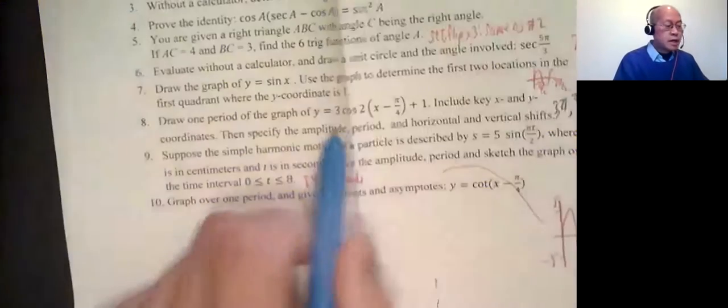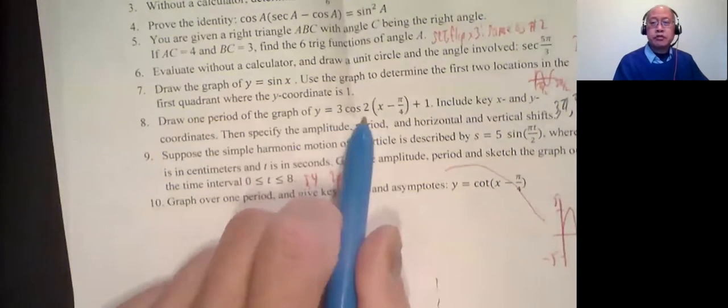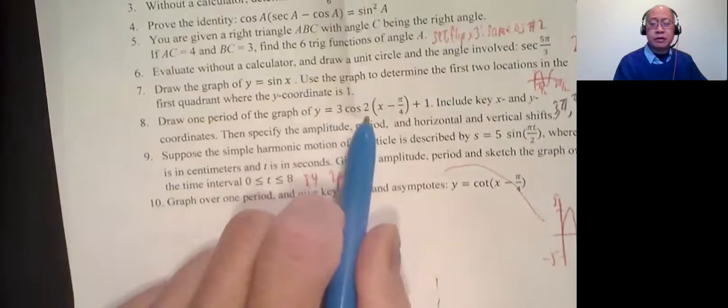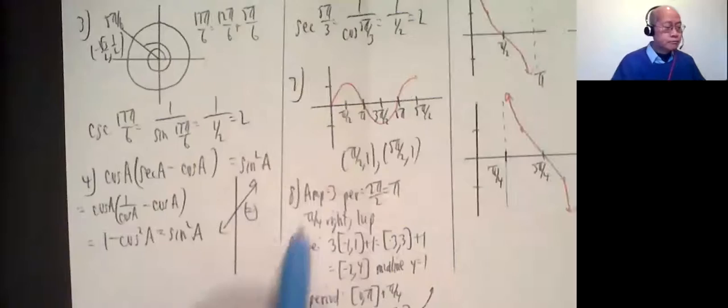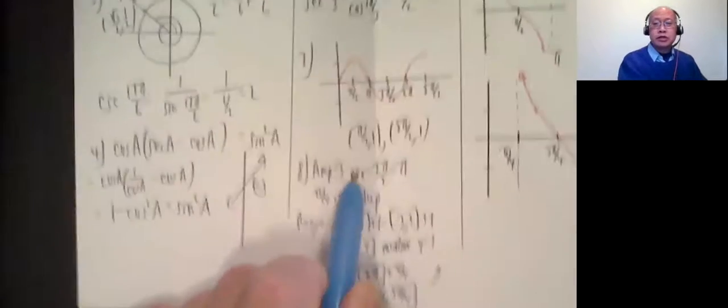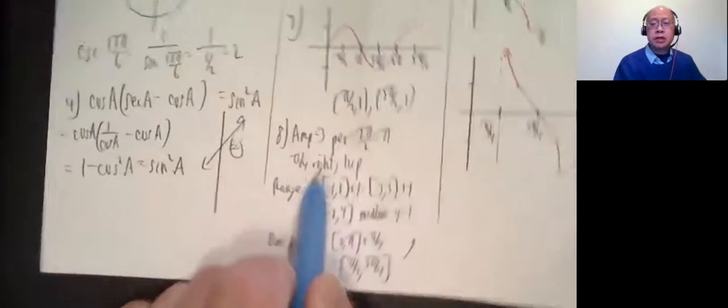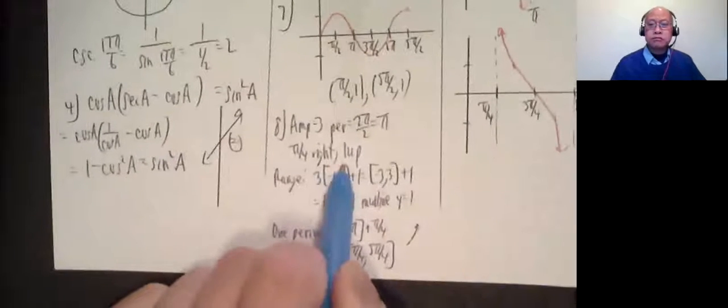Okay, number 8, amplitude is 3. Period is 2 pi divided by b. 2 pi divided by 2 is pi. Shift pi over 4 to the right and 1 up. Amplitude 3. Period is 2 pi divided by 2, or pi. Shift pi over 4 right, 1 up.